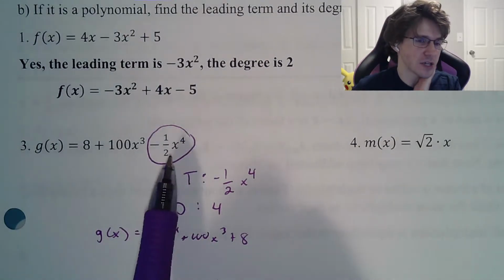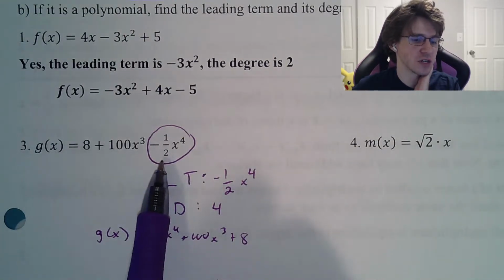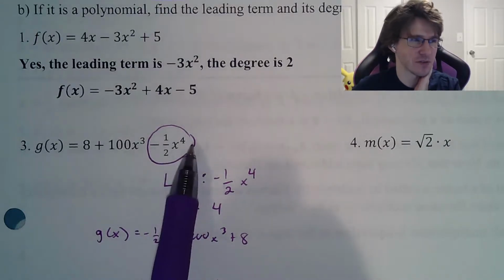Something students get confused about. They see a fraction and they say, hey, the fraction means it's not a polynomial. It is still a polynomial. The fraction can be there. It cannot be in the exponent. So the exponent can't be a fraction.